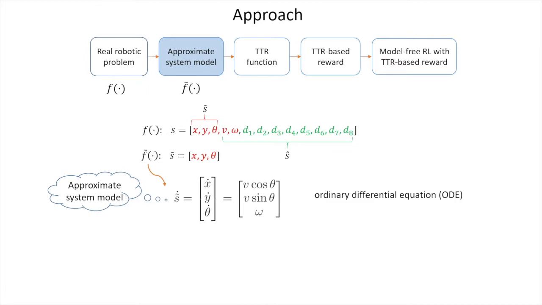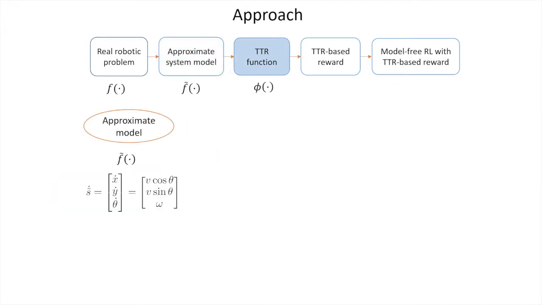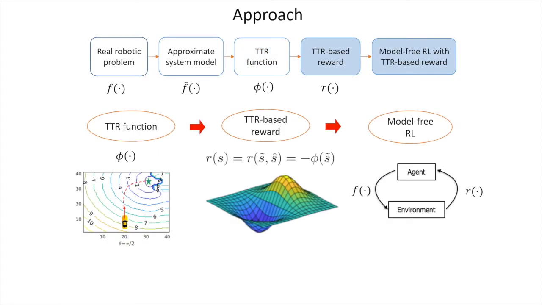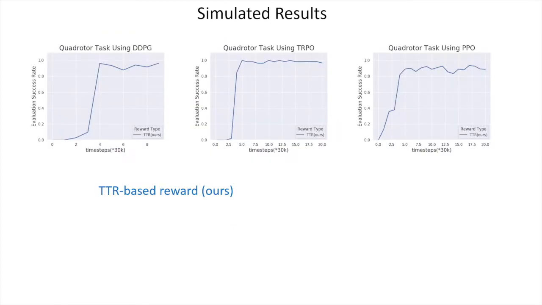Here we choose the position and heading as the state of the approximate model because it sufficiently captures the key dynamics of the robot's behavior. Once a low-dimensional approximate model is obtained, we can derive the TTR function by solving the associated Hamilton-Jacobi PDE. Then we simply use the negative TTR function as a reward function for the higher-dimensional RL problem, because a state with lower arrival time to the goal should be given a higher reward. As a result, the TTR-based reward can be easily integrated into the RL process without altering any model-free algorithm structure.